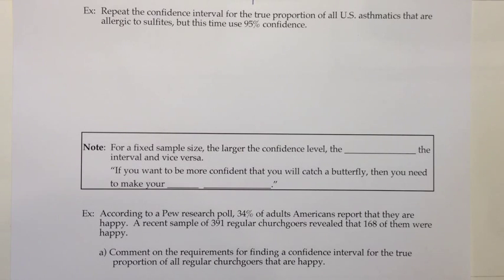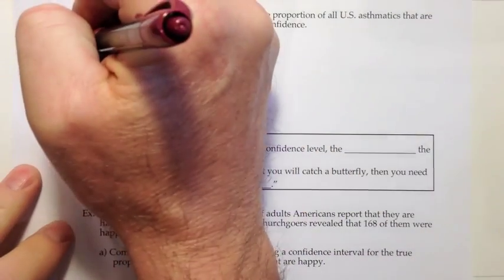Alright, let's go ahead and practice that new formula and procedure by just going back to this problem we just did about the proportion of all U.S. asthmatics that are allergic to sulfites. But this time we're going to use a 95% confidence interval just to see how that changes things. So all of our pieces are going to remain the same as they were in the last problem. So I'll just make a quick list of what we're going to do here.